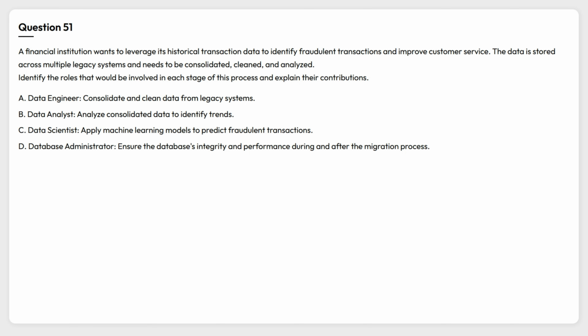Question number 51. A financial institution wants to leverage its historical transaction data to identify fraudulent transactions and improve customer service. The data is stored across multiple legacy systems and needs to be consolidated, cleaned, and analyzed. Identify the roles that would be involved in each stage of this process and explain their contributions.